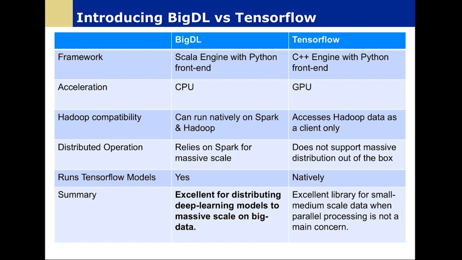They can at best access Hadoop data as a client only, and that's true of TensorFlow as well. BigDL relies on Apache Spark for massive scale. Other deep learning frameworks like TensorFlow do not support massive distribution out of the box, unfortunately. BigDL runs TensorFlow models, and so in summary, BigDL is going to be excellent for distributing our deep learning models to massive scale on big data.